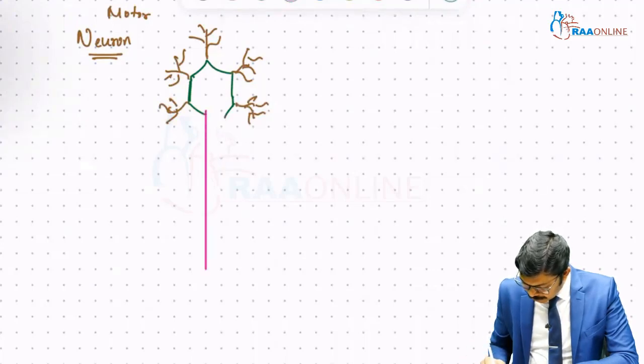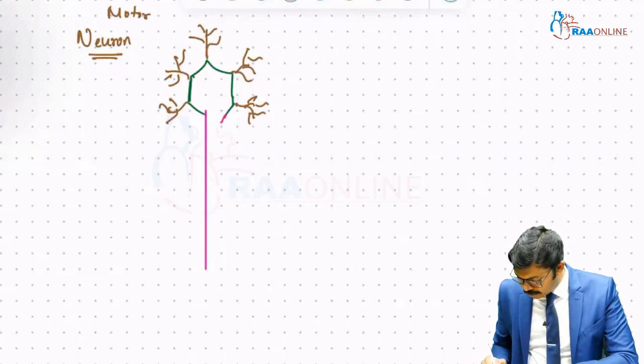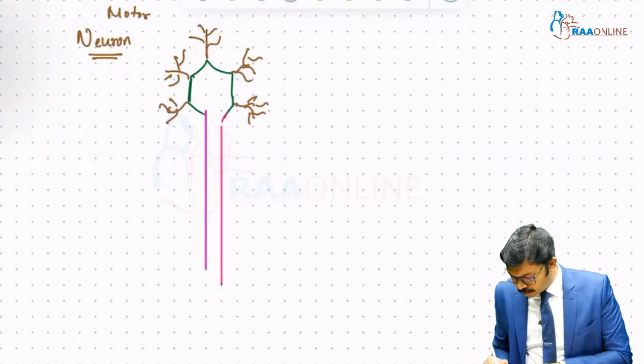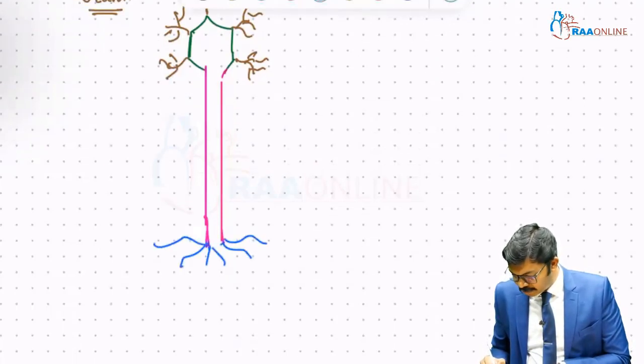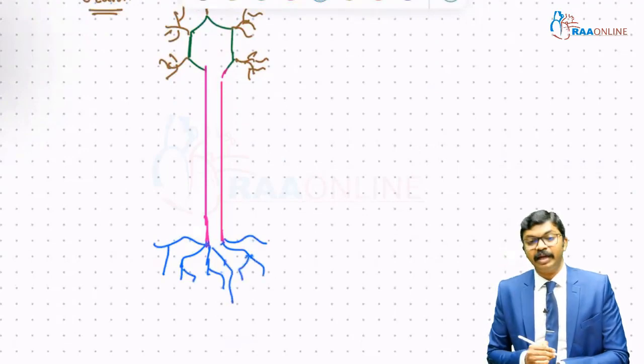Let this be the axonal cylinder. And this axonal cylinder ends in axonal endings. Let's take these blue structures as axonal endings. So one particular motor neuron has multiple axonal endings, guys. They do have multiple axonal endings.